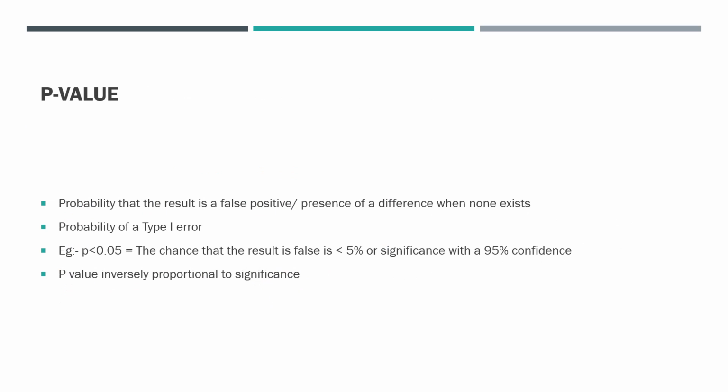P-value. P-value is the probability that the result is a false positive. Before going into that, you are supposed to set what p-value you want, or what alpha error you can accept safely, false positives. Suppose you are setting your alpha at 0.05, or your p-value at 0.05.